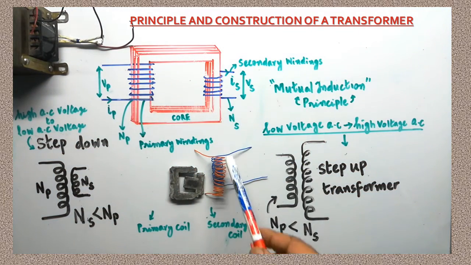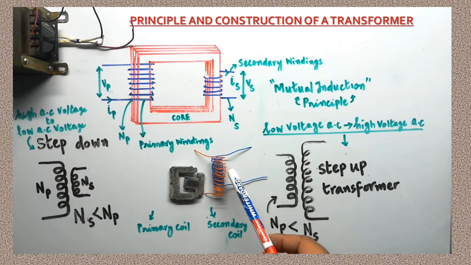Look at the core. Both are wound on the same core. Are you clear? So the primary and secondary are close to one another, bound within one another. The flux which is created in the primary will be completely linking with the secondary.